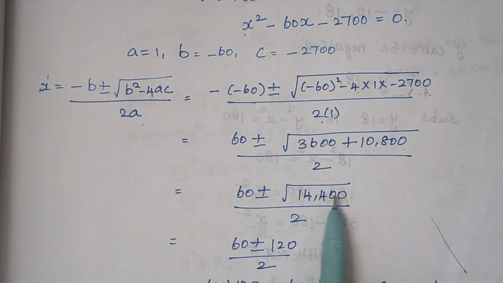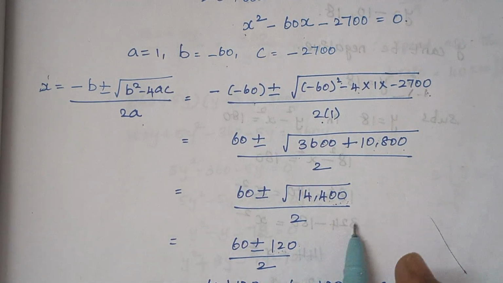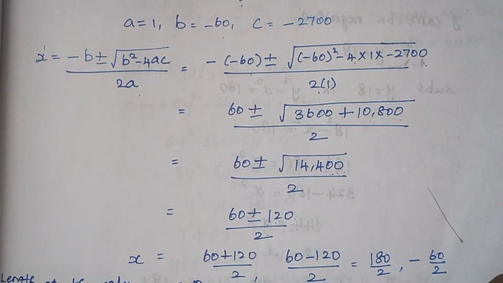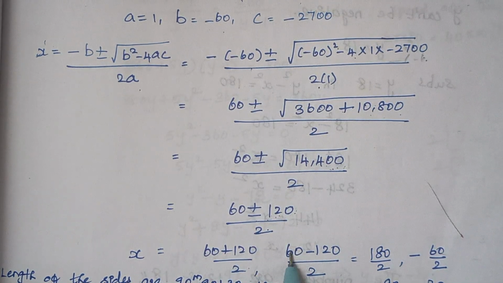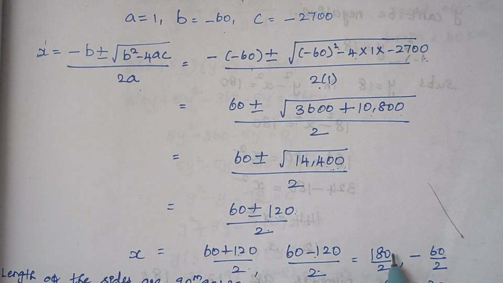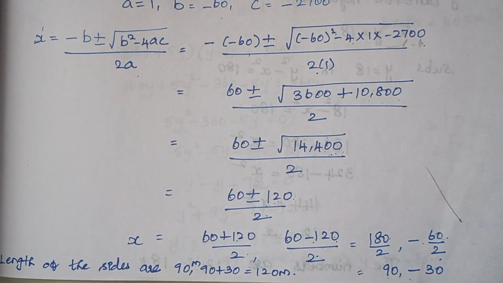So 12. Here we have 2 zeros. Whenever there are 2 zeros inside a square root, then for a perfect square number, we will be having 1 zero. So here it is 120. So 60 plus or minus 120 by 2. Now we can split the roots: 60 plus 120 by 2, and 60 minus 120 by 2. So 60 plus 120 gives you 180 by 2, and 60 minus 120 gives minus 60 by 2. So when you solve, we get the answer as 90 and minus 30.